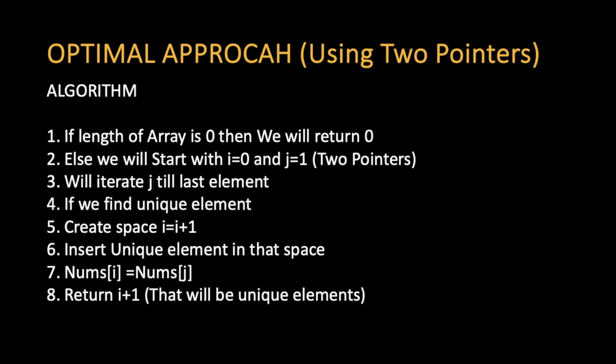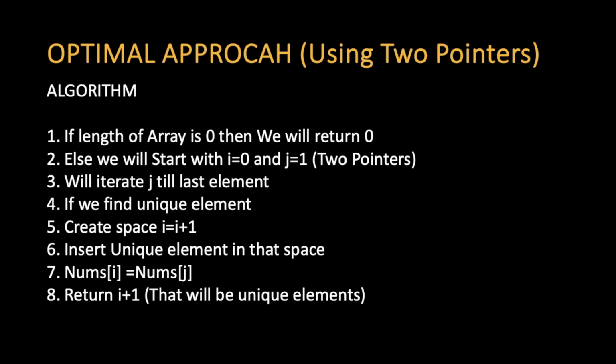If in case we find a unique element, then we will create a space for that element and insert that unique element into the array. Okay, so for creating a space, we will be incrementing i = i + 1, and then we will be adding that unique element in place of nums[i]. That is, we will be adding nums[i] = nums[j]. That means we will be storing that unique element j in the ith index, and at the last we will return i + 1. That will be the number of unique elements in the array.